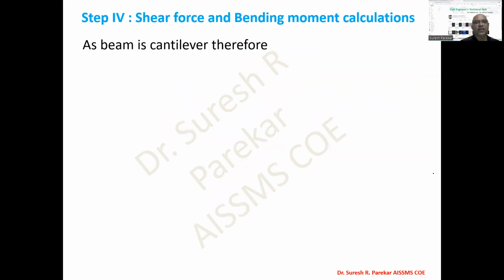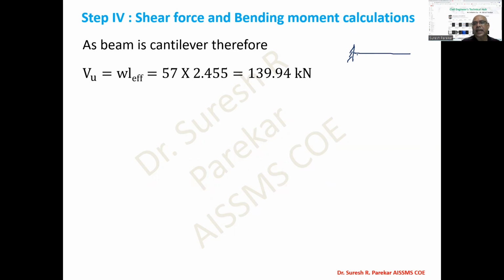Now we will go to shear force and bending moment, as it is a cantilever beam. So Vu is directly equal to W into L effective, and we will get the value 139.94 kilonewton. Because if you remember, in a cantilever beam, we have one end fixed and the other is free.